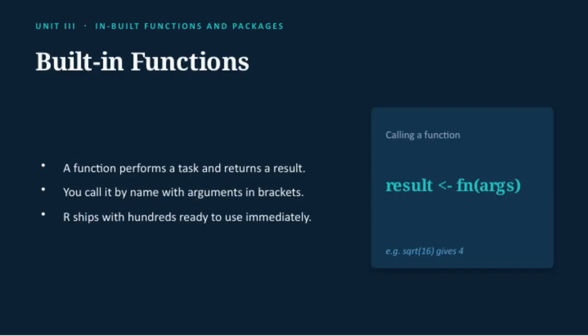Let's talk about calling a function. A function is like a little machine. It takes some input, does a task, and then gives you a result. For example, sqrt of 16 returns 4. You call a function by its name, followed by arguments inside brackets.